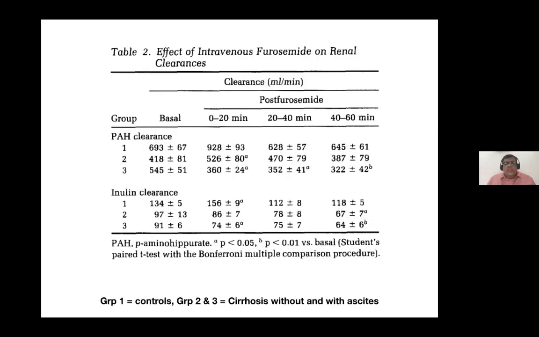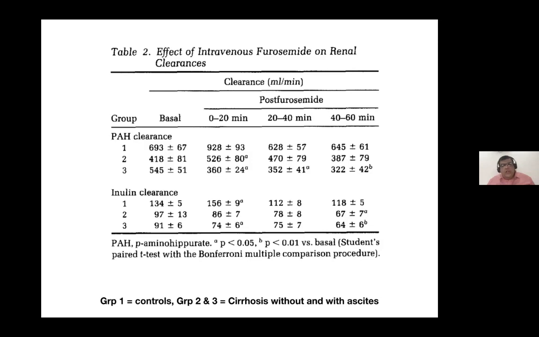So this was a study which looked at the effect of intravenous furosemide on renal clearances. Group 2 and 3 were the patients with cirrhosis without and with ascites. This was just a proof of concept study. So what you can clearly see is that patients with ascites showed a very rapid decline in glomerular function, and the para-aminohippurate clearance was actually much lower within the first 20 minutes, and it kept on worsening for the first 60 minutes.